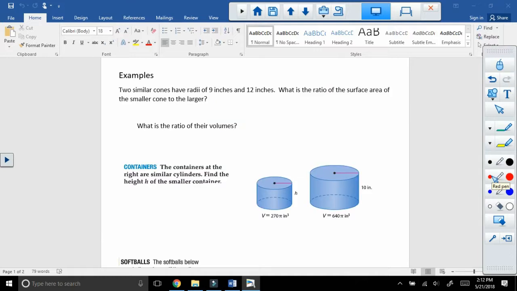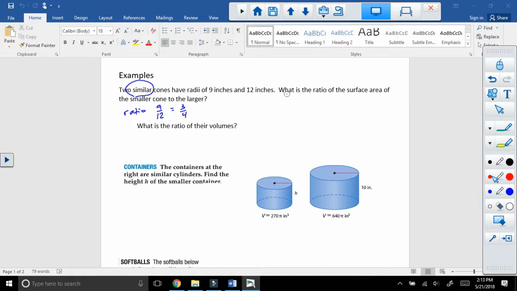Here are some examples. This first one says you have two similar cones. It gives you the radii. Because it tells you that they're similar, you know that the ratio is 9 to 12. And then I go ahead and simplify that whenever I can. The ratio is 3 to 4.